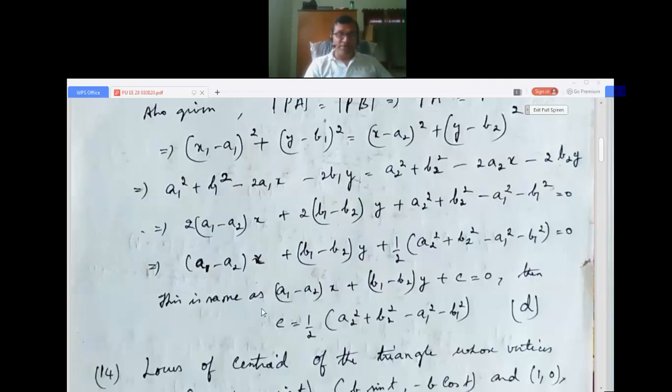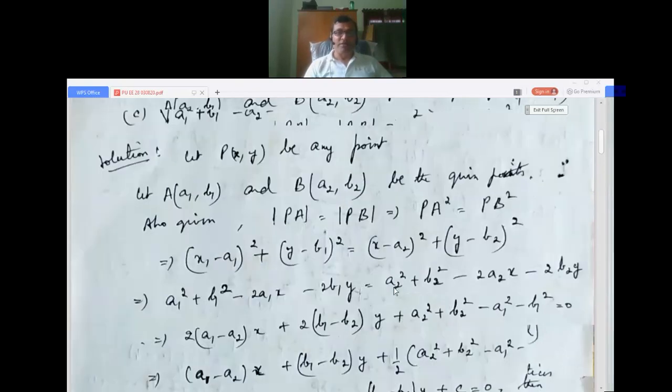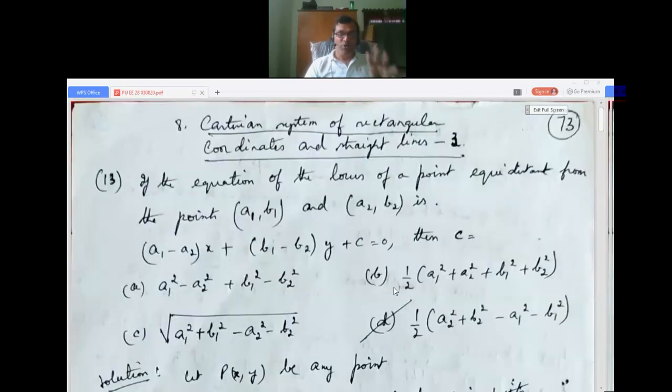So this is same as writing a1 minus a2 x plus b1 minus b2 y plus c equals 0. This constant I have taken out. Hope you understood. I divided throughout by 2. X and y terms are written and constants are written together. Then this c will be equal to half into a2 squared plus b2 squared minus a1 squared minus b1 squared, and that is nothing but option D. I hope you have understood this.